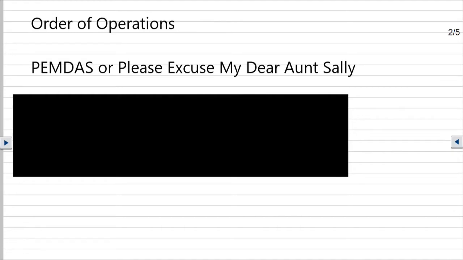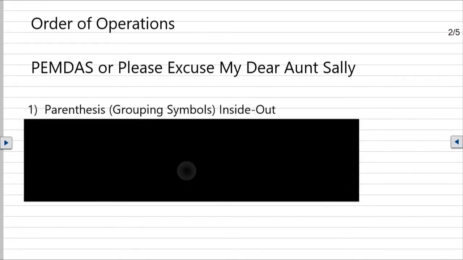Okay, so the P, or the please, stands for our first thing. Parentheses, and parentheses are just a specific type of grouping symbol. Just P, or parentheses, is the first one you learn, so we use that terminology. But understand parentheses could be any grouping symbol. If you have embedded parentheses, or parentheses inside parentheses, we always work inside out on those. Do what's on the inside first and then work to the outside.